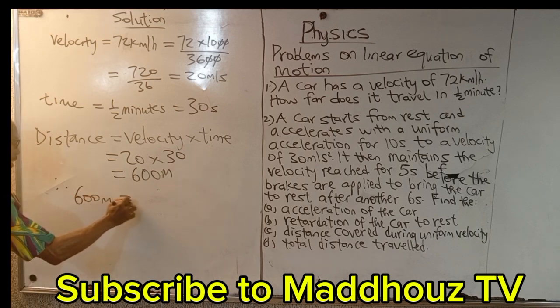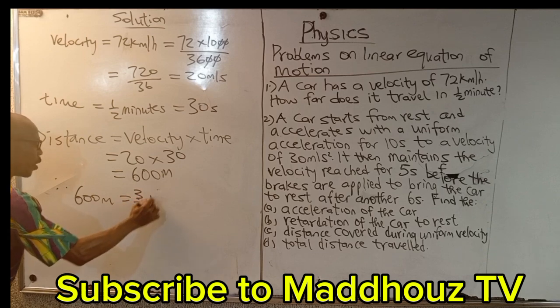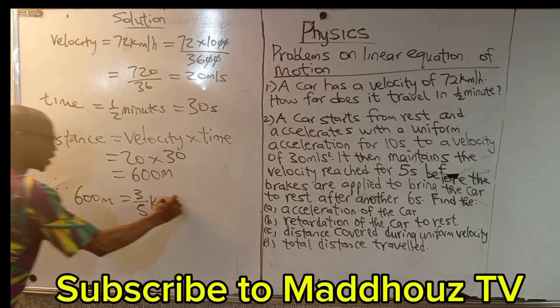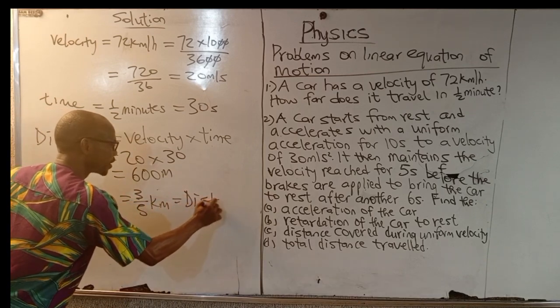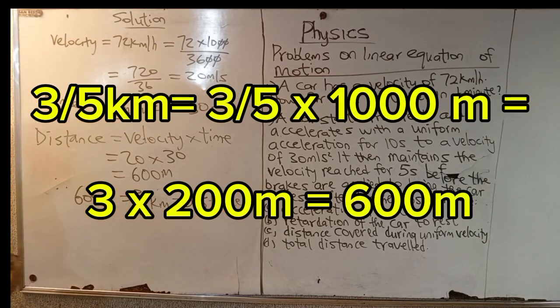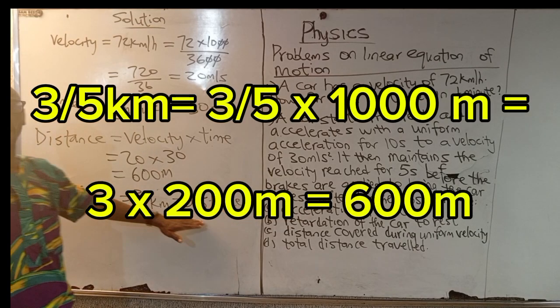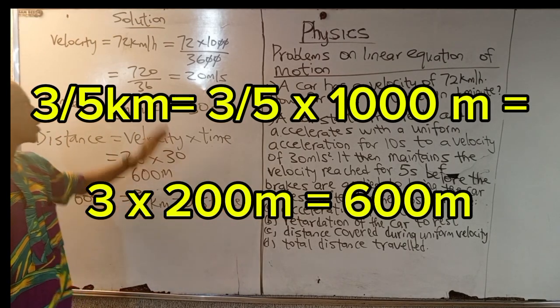600 meters is the same as 3 over 5 kilometers, which is equal to our distance that was calculated. So any method that is easy for you, you use it.